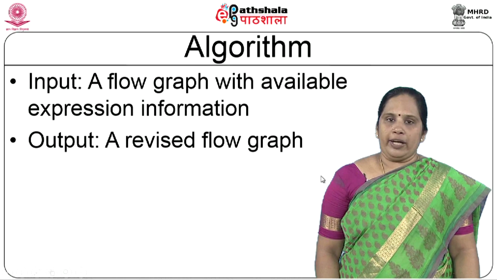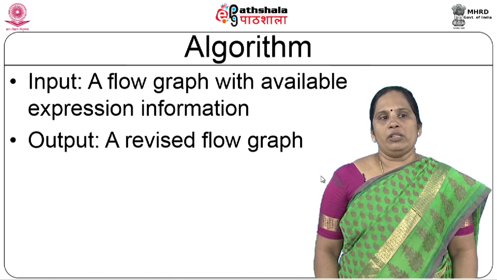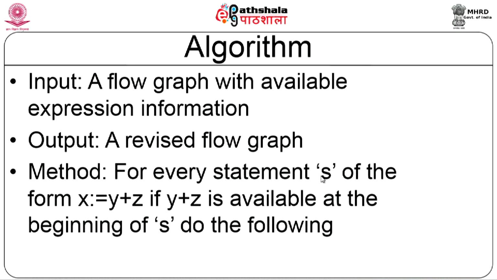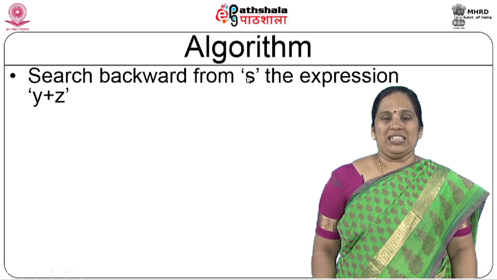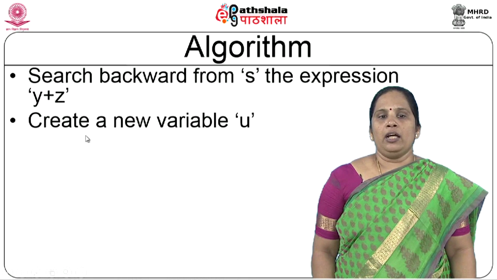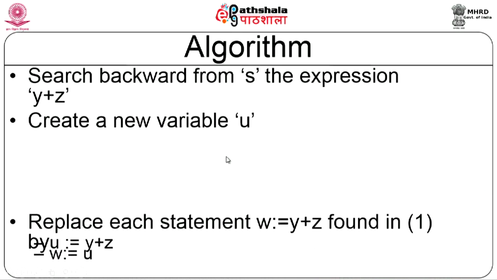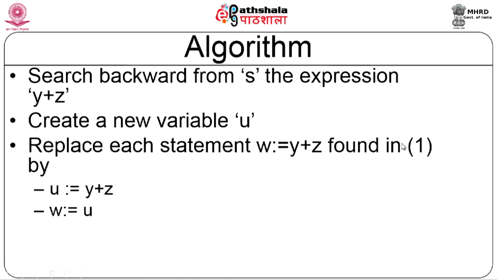The output will be a revised flow graph which is going to get rid of the common sub-expression across basic blocks. Now, the method is, for every statement S of the form x is equal to y plus z, if y plus z is available at the beginning of S, we have to do the following steps. So, you look at statement by statement and consider it. Search backward from the statement S for the expression y plus z, create a new variable u, and replace each statement w is equal to y plus z found in the first step by u is equal to y plus z and w is equal to u.